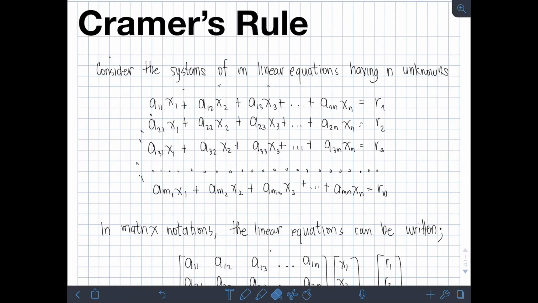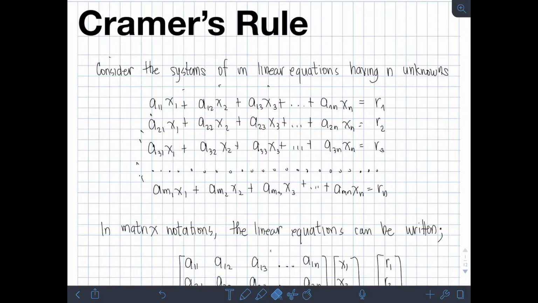Okay, itong Cramer's Rule ay isa siyang general way of solving systems of equations in any number of unknowns. So, let's say we have systems of equations in 2 unknowns, 3 unknowns, 4 unknowns, and so on. So, pwede nating magamit itong Cramer's Rule. Dito sa Cramer's Rule, gagamitin natin yung concept ng matrix kasi isa-solve natin yung unknown variables dito using determinants.